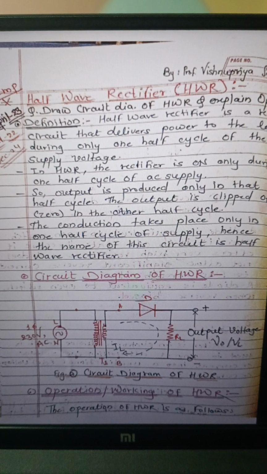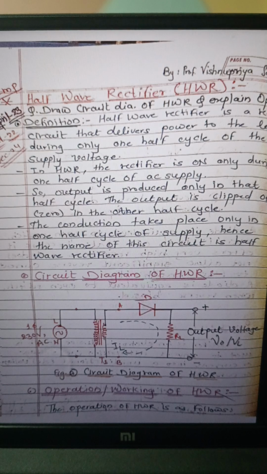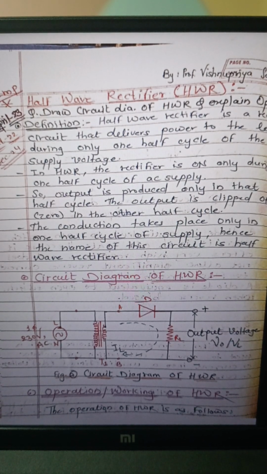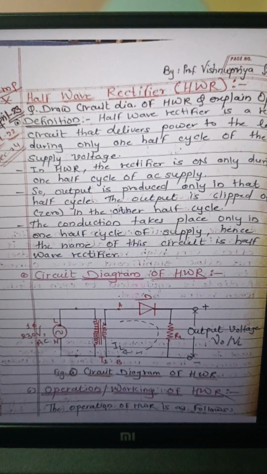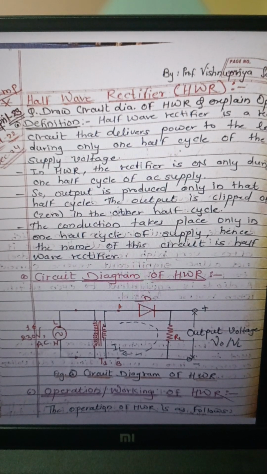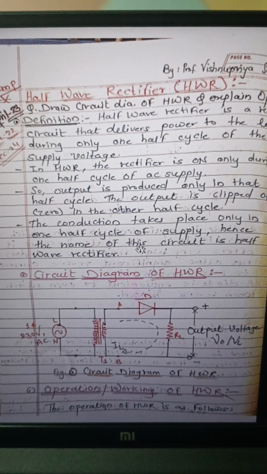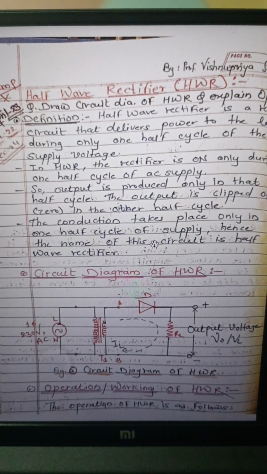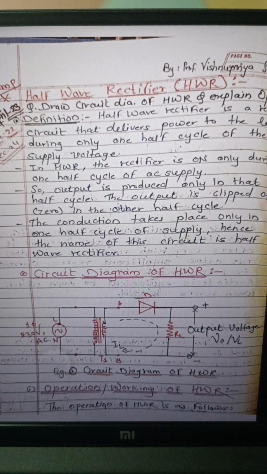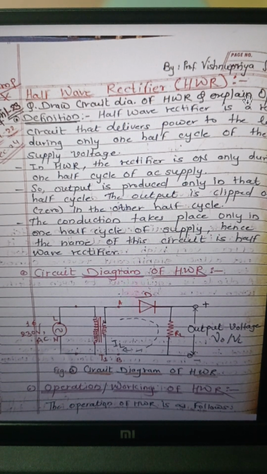So in the half wave rectifier, this rectifier is on only for one half cycle. So output is produced during only one half cycle and the other half cycle is turned off, means output is 0. Okay, output is 0. So conduction of half wave rectifier circuit takes place in only one half cycle. That's why the name of this circuit is half wave rectifier.